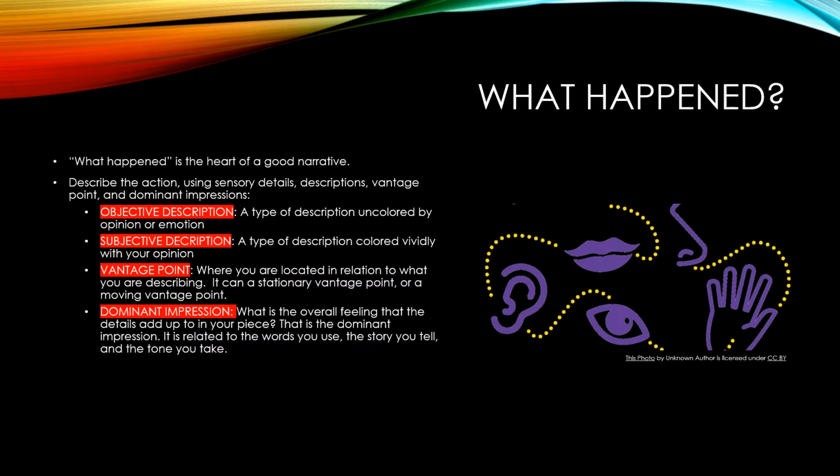Okay, what happened is the heart of a good narrative. So you're describing the action, of course, using descriptions, vantage point, sensory details, as we've already discussed, and dominant impressions. There are two kinds of description you'll use. An objective description, which is one uncolored by opinion or emotion, and then a subjective description, which is a type of description vividly colored with your opinion and or emotion. Think about your vantage point or where you are located in relation to what you're describing. It can be stationary or it can be moving.